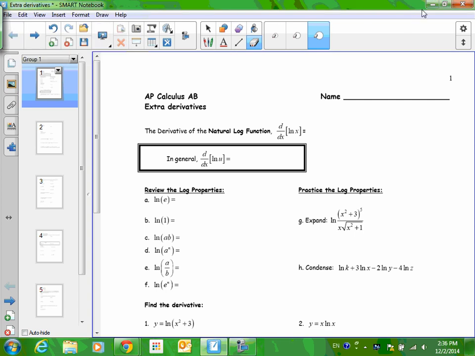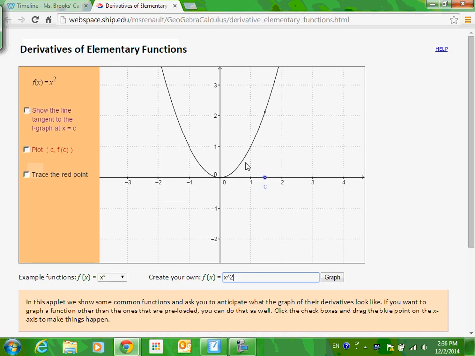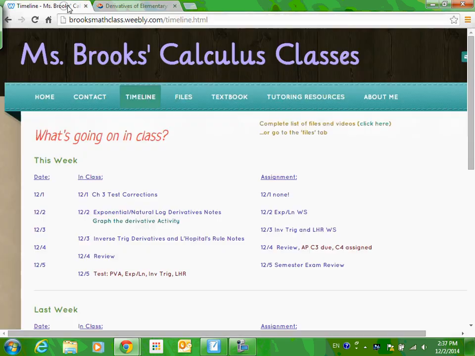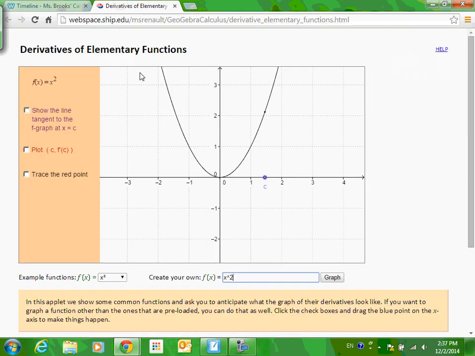Okay, so before we get going on the packet, I want to show you guys this website, and you can actually get to this site by going to my website, and then what we have today, graph the derivative activity. Click on that. It takes you to this.